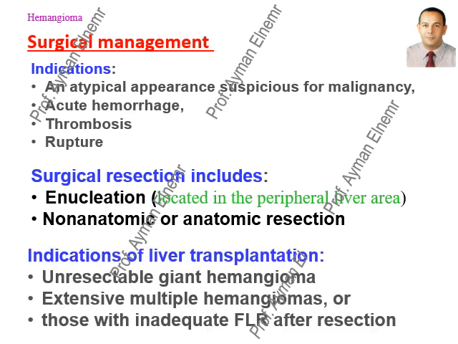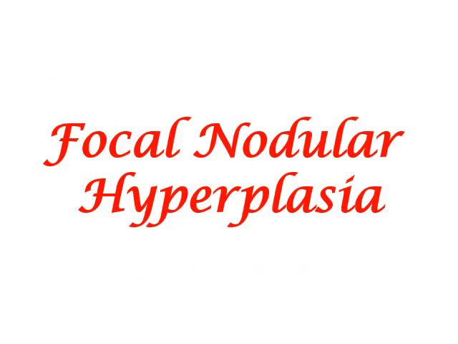anatomic resection. Liver transplantation is mandated in patients with unresectable giant hemangioma or extensive multiple hemangiomas or those with inadequate functional reserve after resection.